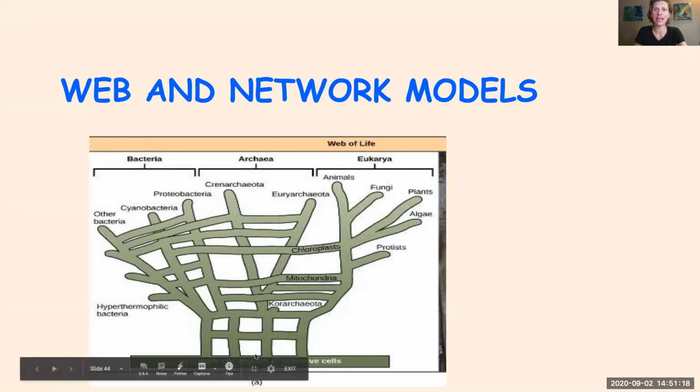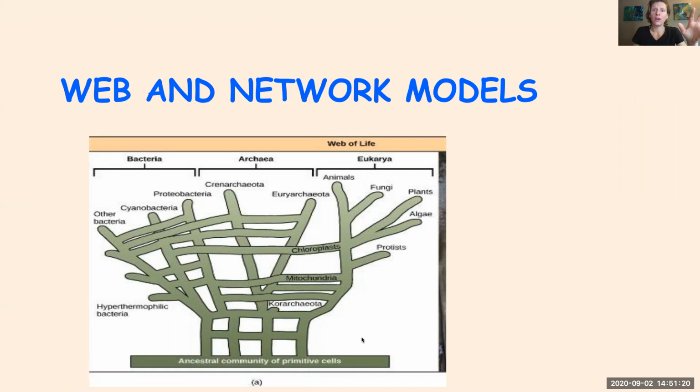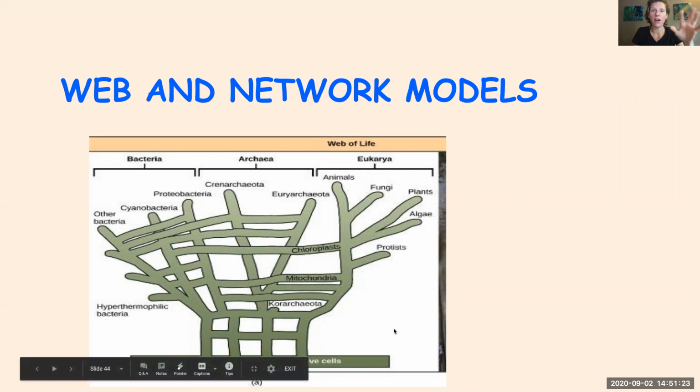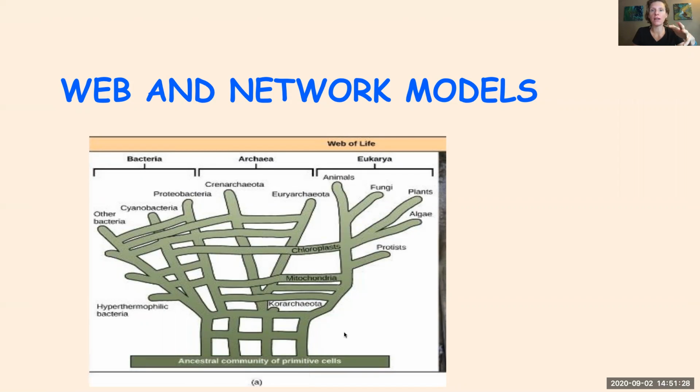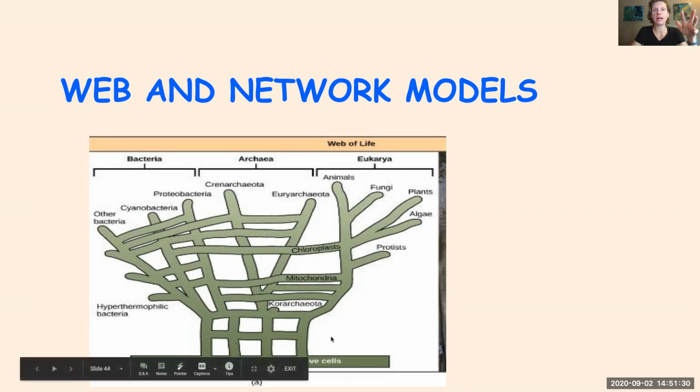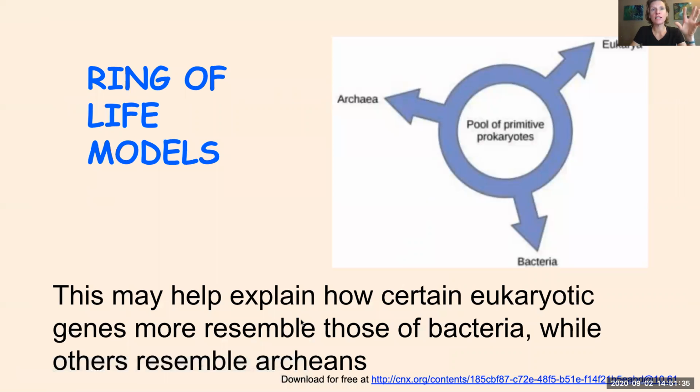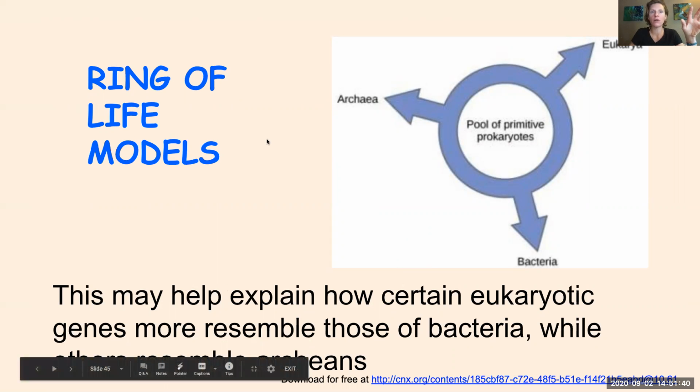And especially in the origin and in the unicellular context where you have single-celled organisms, they're swapping genes all the time, left and right. And that's a big old mess, right? So that's kind of the bottom here. So there's this other idea, an alternative to the tree of life, the ring of life model. And so this may help explain how certain eukaryotic genes more resemble those of bacteria, while others more resemble archaea.